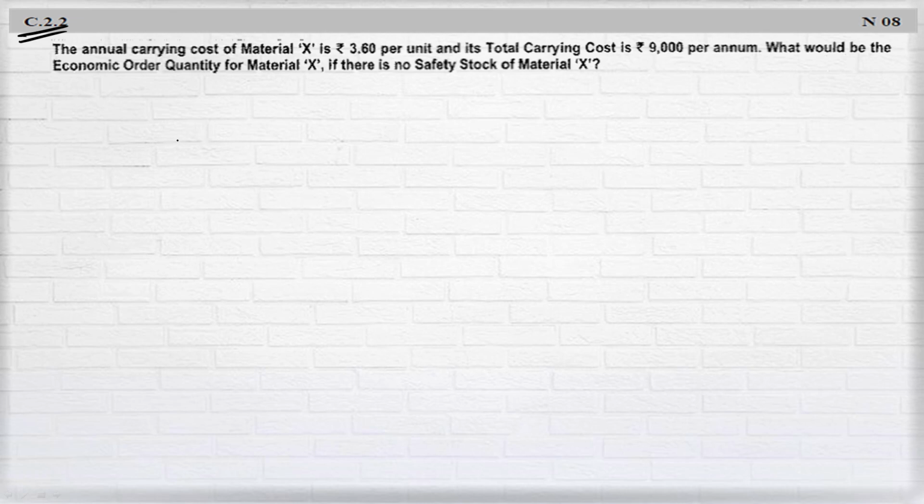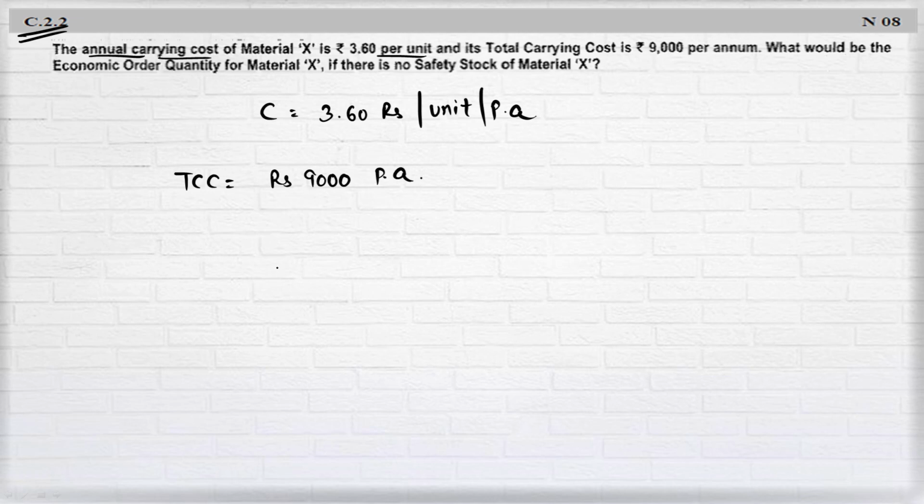C 2.2. The annual carrying cost of the material is 3.6 per unit. It is annual carrying cost per unit. So direct C is given. It is 3.60 rupees per unit per annum. And its total carrying cost is rupees 9,000 per annum.